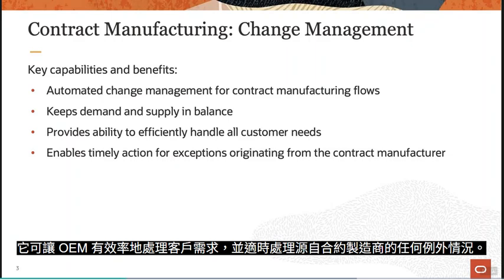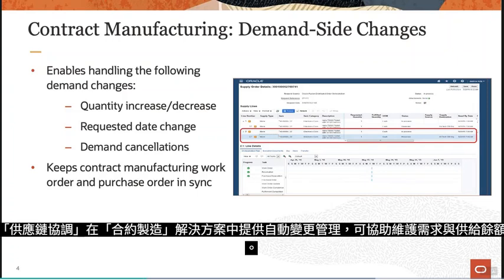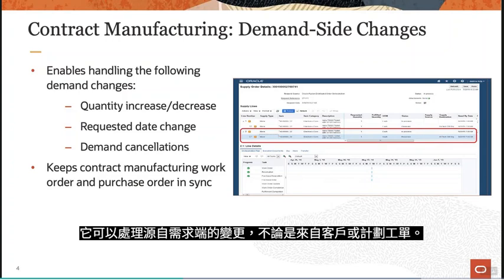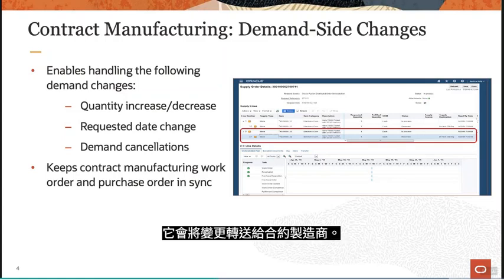This screenshot depicts demand-side changes in contract manufacturing. Supply chain orchestration provides automatic change management in the contract manufacturing solution that helps maintain the demand and supply balance. It enables handling of changes originating from the demand side, be it from the customer or a planned order. It provides the ability to respond to any quantity or date changes and demand cancellations. It relays changes to the contract manufacturer.